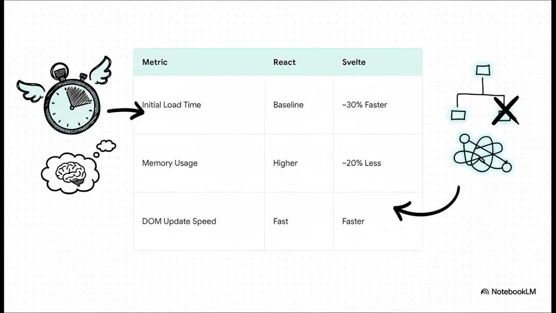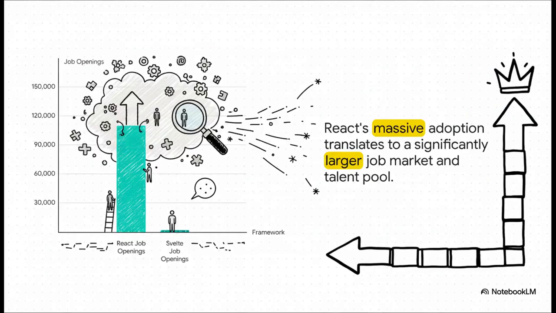So when you put all this together, the performance benchmarks are pretty clear. Svelte apps tend to load about 30% faster, they use around 20% less memory, and they update the screen more quickly because remember, they're not running all those calculations through a virtual DOM in the browser. Okay, so Svelte is smaller, it's faster, and you write less code. It's a slam dunk, right?